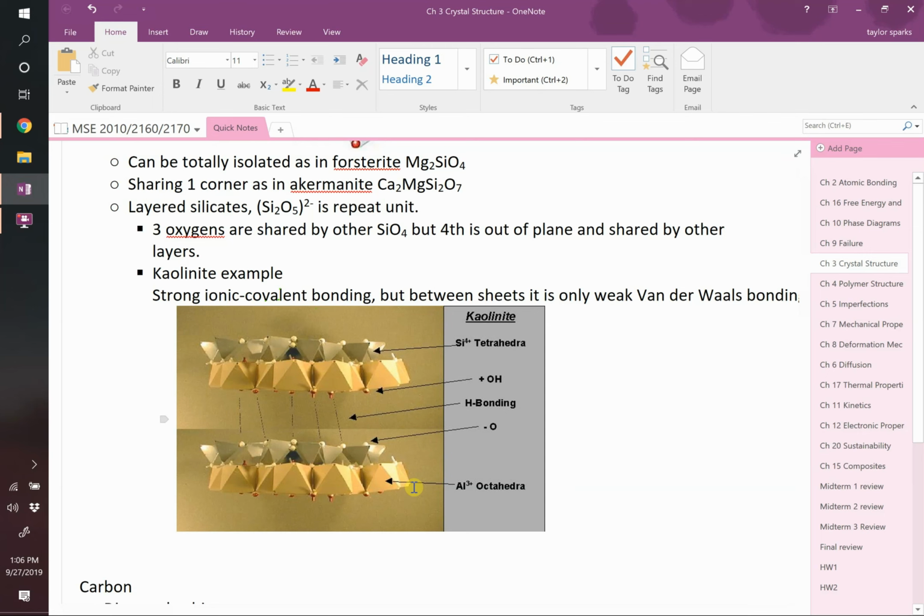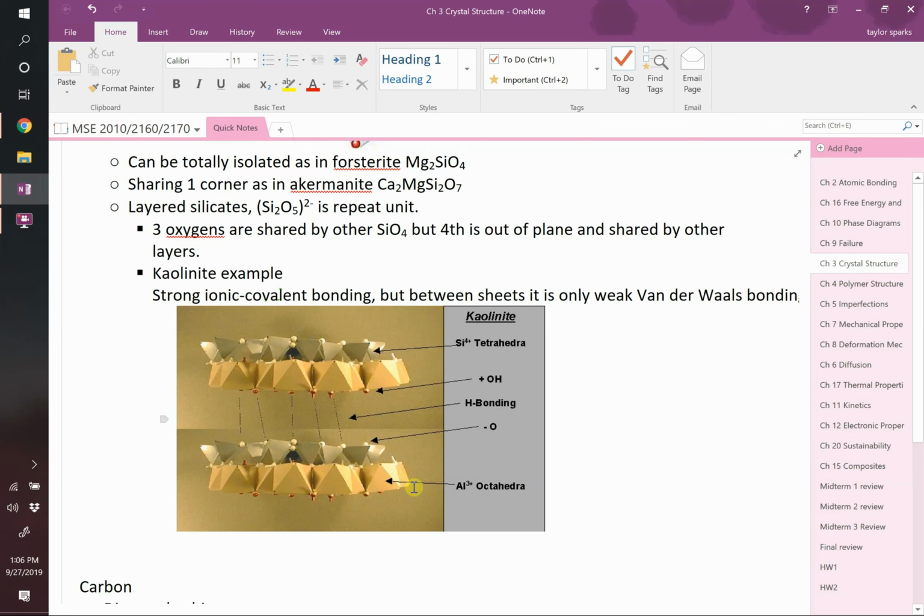What is van der Waals bonding? It's weak bonding. It's like a hydrogen bond, right? Since these are hydroxides, you basically get hydrogen bonding across here, which isn't very strong. Which is why when you take clay and you hydrate it, and you get it wet before it's been baked, all of a sudden you took something that was brittle.